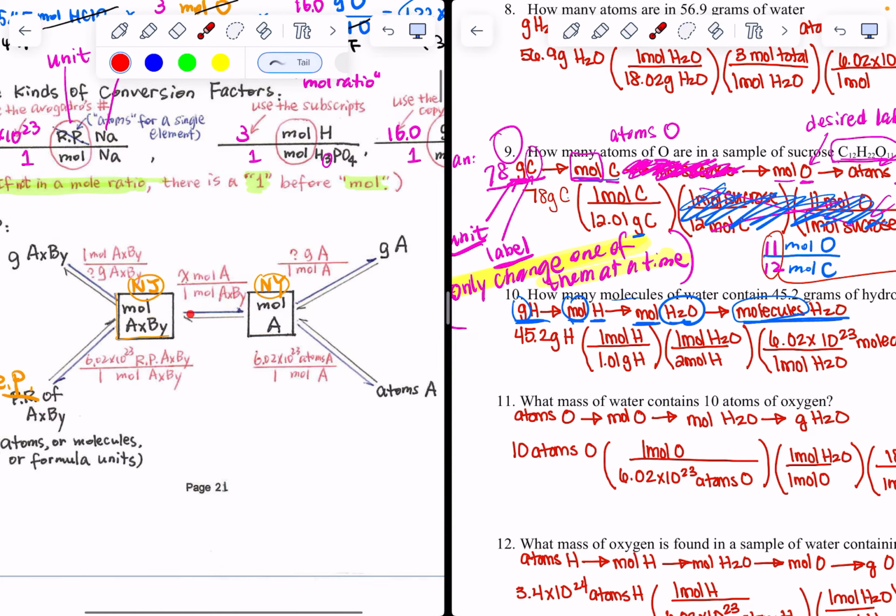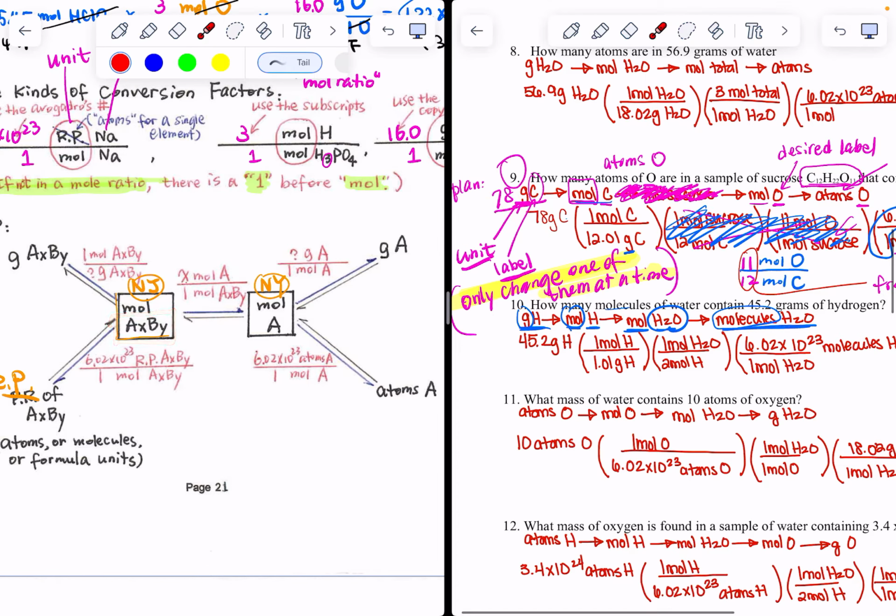So we have the tunnel. Now, what is New Jersey and what is New York here? The New Jersey is the compound. So for our question 10, it would be water. Okay, water is a compound, right? And New York, the label is changed into an element. So for question 10, it's hydrogen. So we are moving from one city or state to another city or state. From the compound to element, you have to use mole ratio, which is a subscript, to progress.